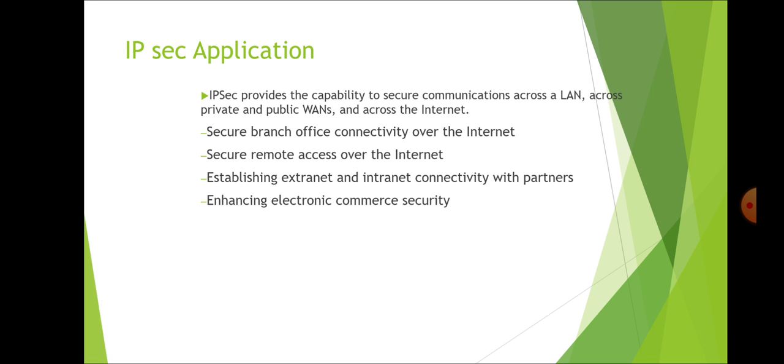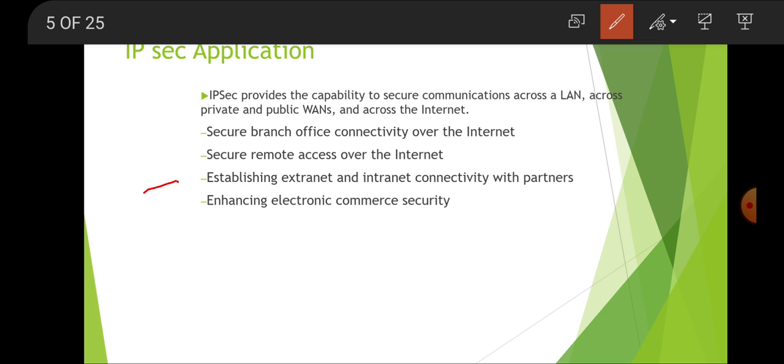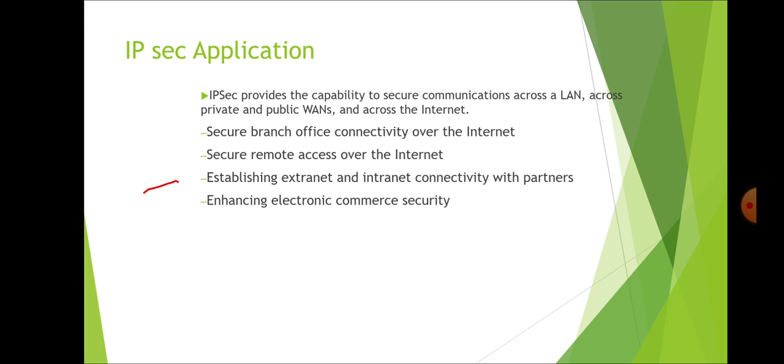Now, establishing the extranet and intranet connectivity with the partners. While we are connecting, suppose I want to connect the LAN, or I want to send some information in the LAN connection, that is in a local area network, at that time also there must be a secure connection. So if you enable the IP security, there should be a very secure communication between the intranet, or we can say the extranet.